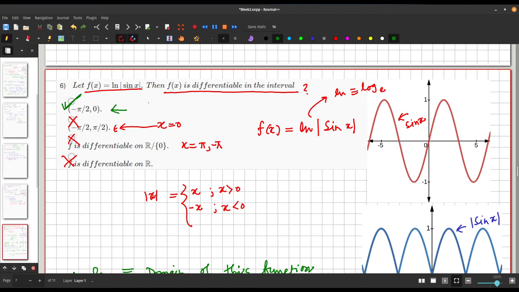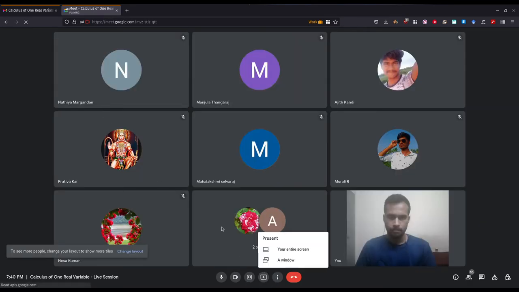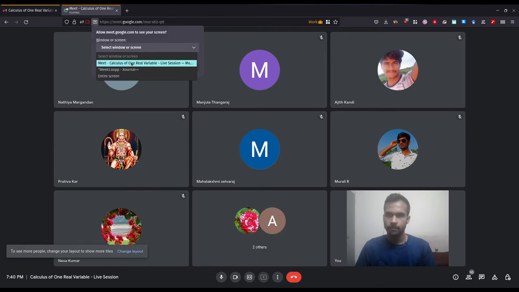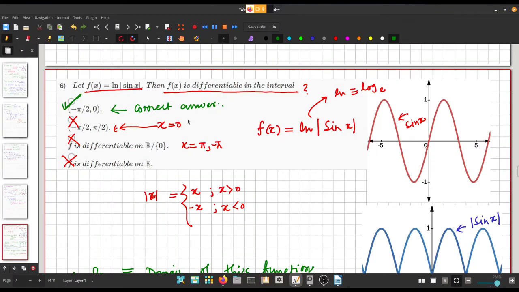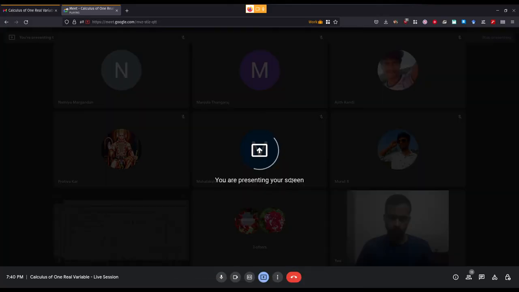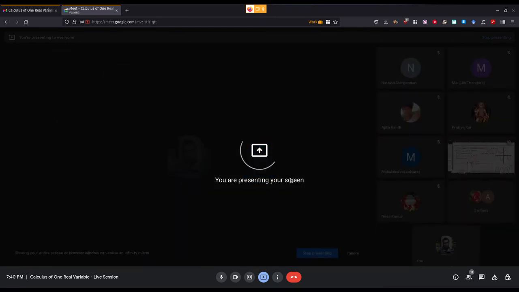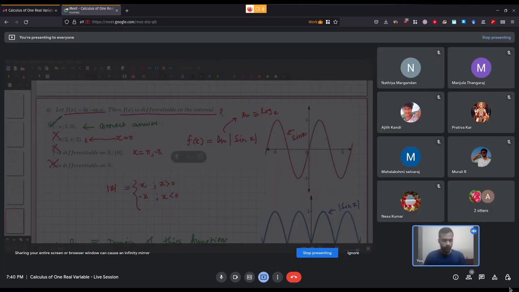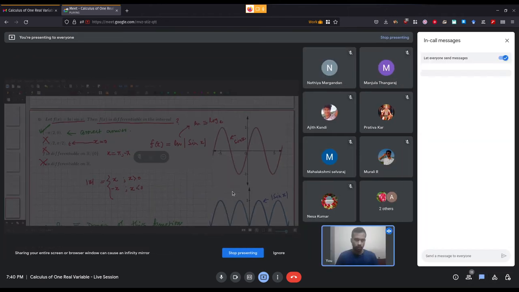So does anybody have any question for this problem? I think I lost connectivity for a moment. Were you able to see the solution of this problem number 6?